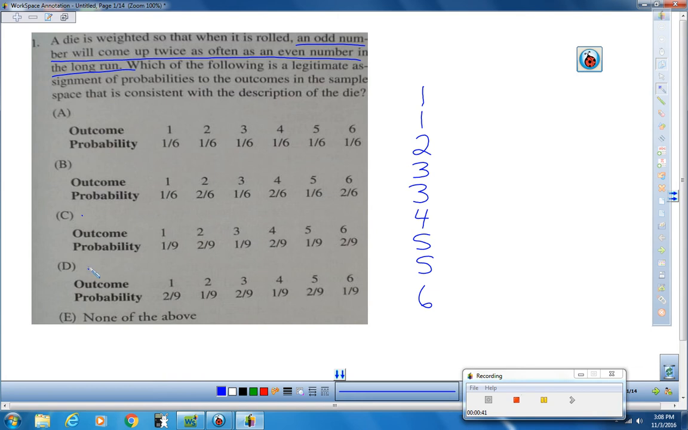The odds are twice as likely to occur. So a 1 would occur 2/9 of the time, where a 2 would occur 1/9 of the time. Same with the 3, 4, 5, and 6. So my answer to number 1 is D. If you struggle with number 1 at all, you want to really focus on identifying what your sample space is. I mean, that's the major component of these types of problems. Let's move on to number 2.